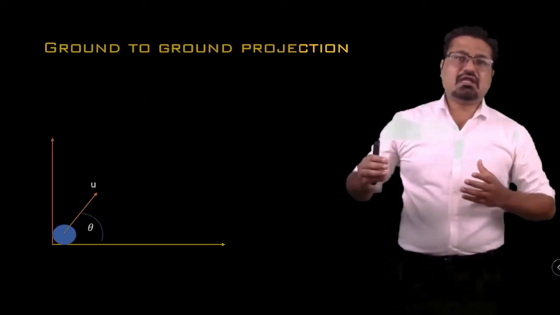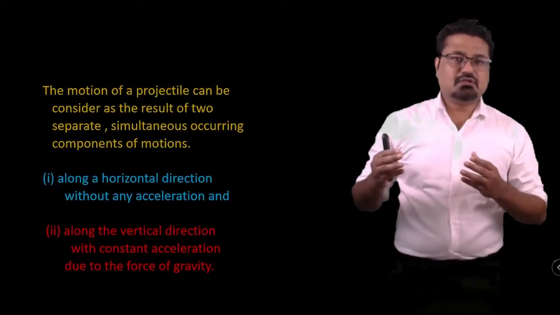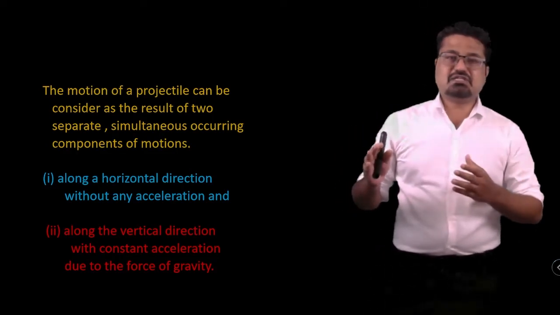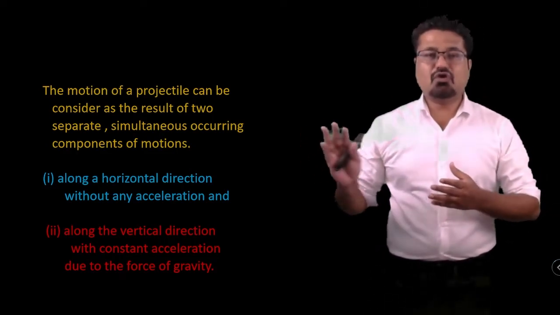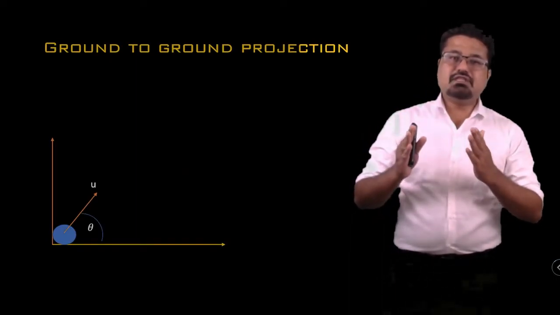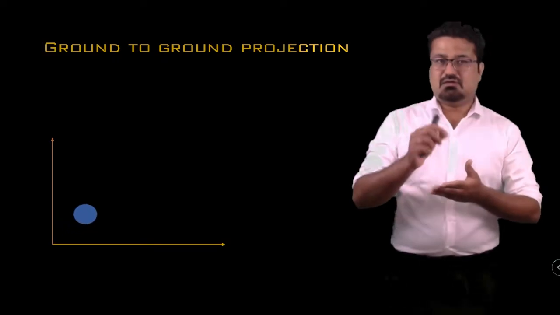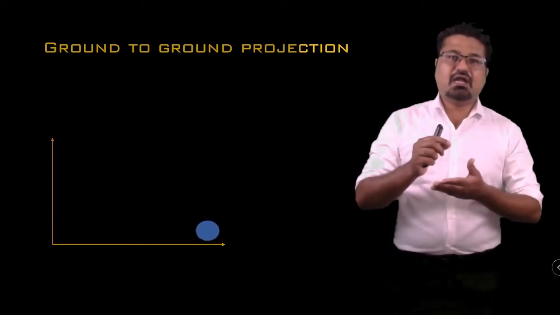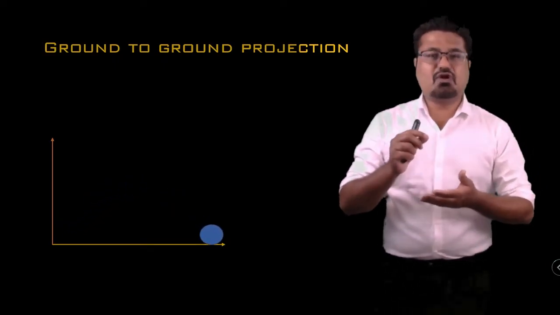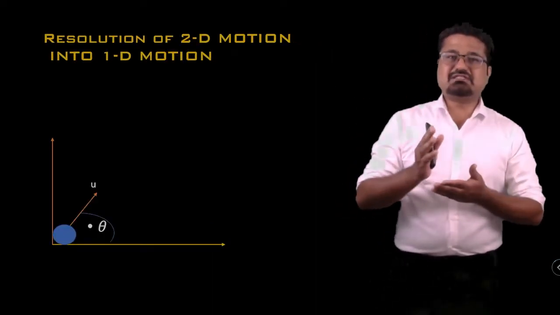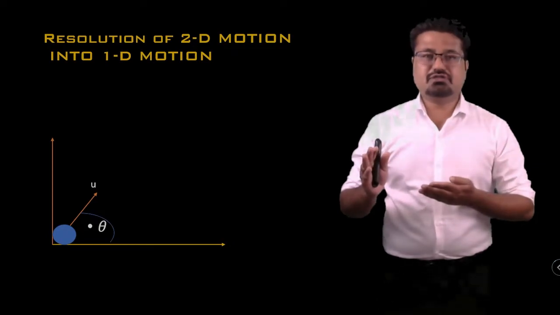So we will begin our study with the simpler type of projectile motion, that is from ground to ground projection. In this motion, we will take an object and we will project this object from the origin with an initial velocity u, which makes angle theta with the horizontal.